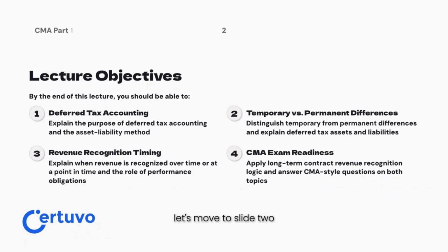Let's move to Slide 2. On Slide 2, we begin with the lecture objectives. By the end of this lecture, you should be able to explain the purpose of deferred tax accounting and the asset liability method. You should also be able to distinguish temporary differences from permanent differences and explain deferred tax assets and deferred tax liabilities. The slide also tells us that we will explain when revenue is recognized over time or at a point in time, and how performance obligations affect that decision.